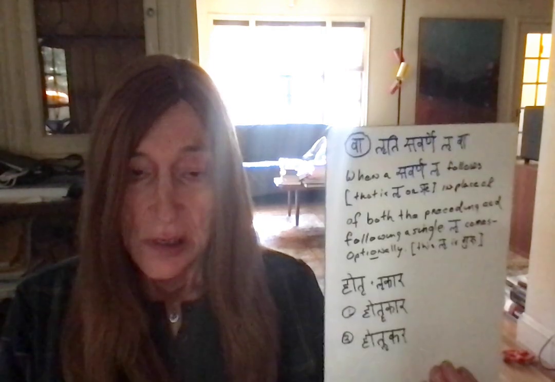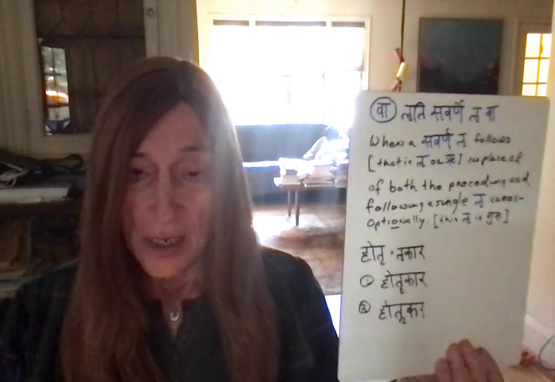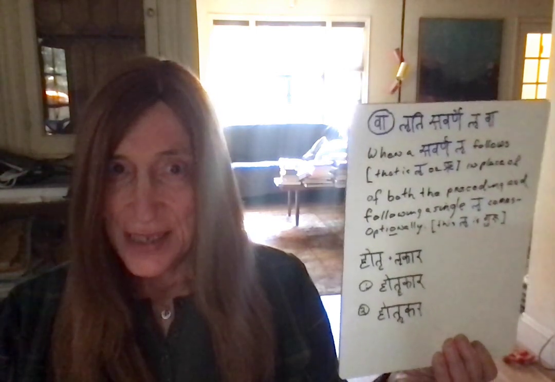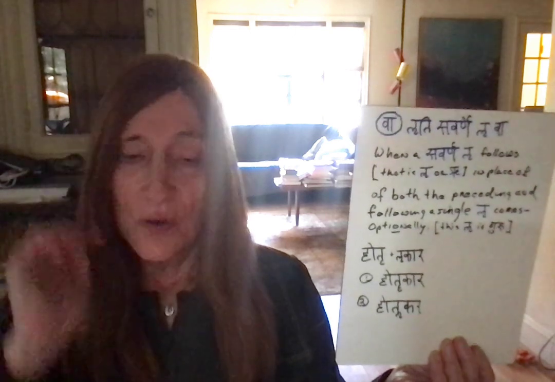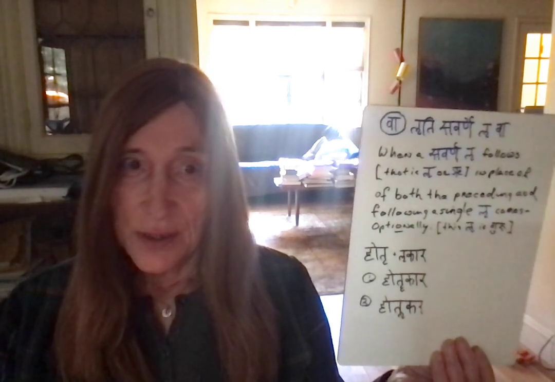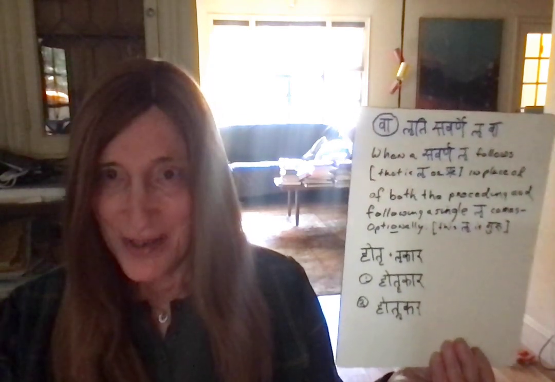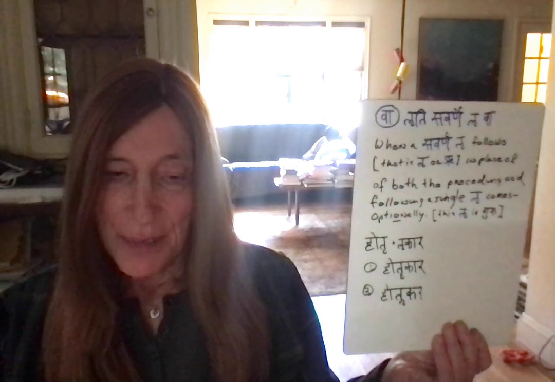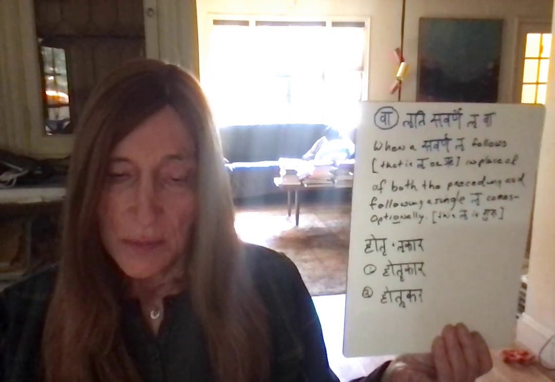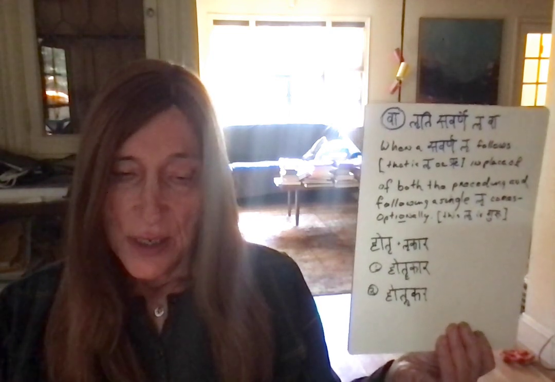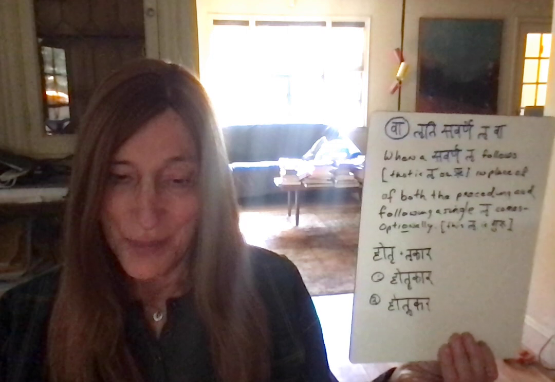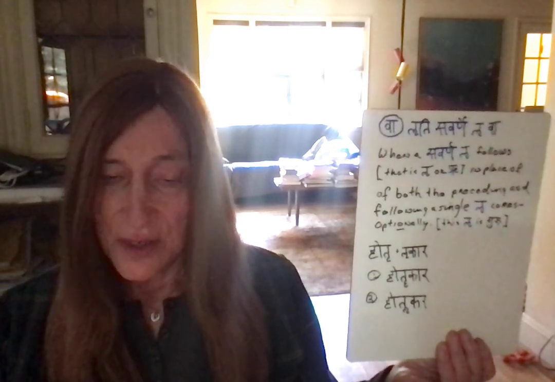So then we also have Lurti Savarne Lurva. Lurti Savarne Lurva. When Savarna Lur follows, and in this case, it's understood that it could be either Rur or Lur, again, because there's Savarnas in the grammar. So it's understood that the following one, the one that follows Lur, may be either Rur or Lur. So when a Savarna Lur follows, in place of both the preceding and following, a single Lur comes optionally, and as with Rur, this Lur is guru.